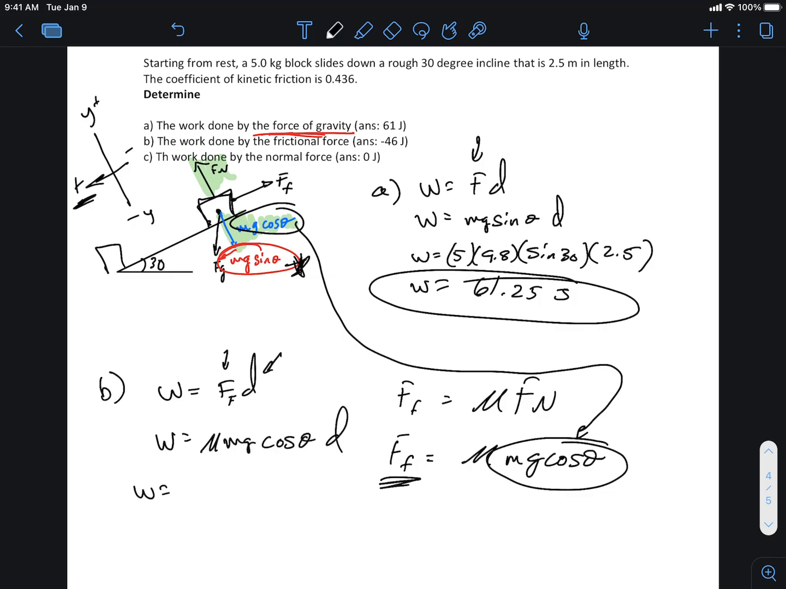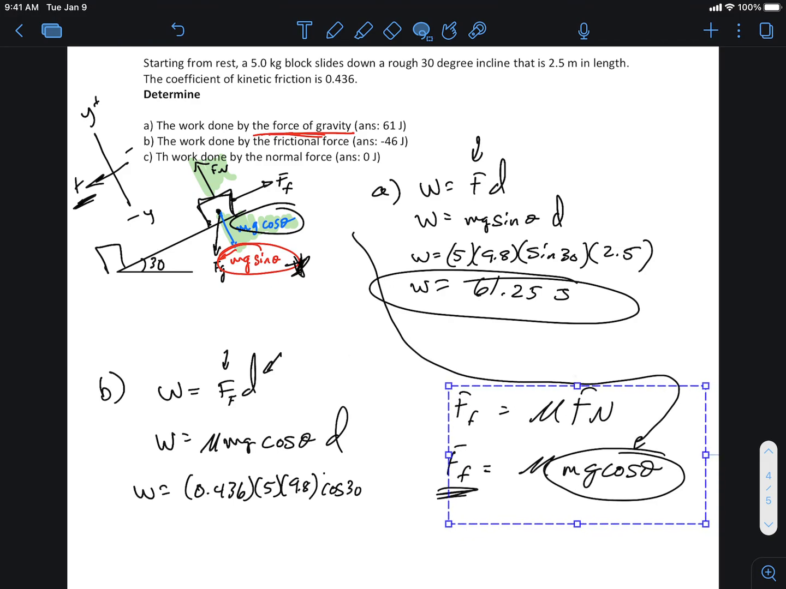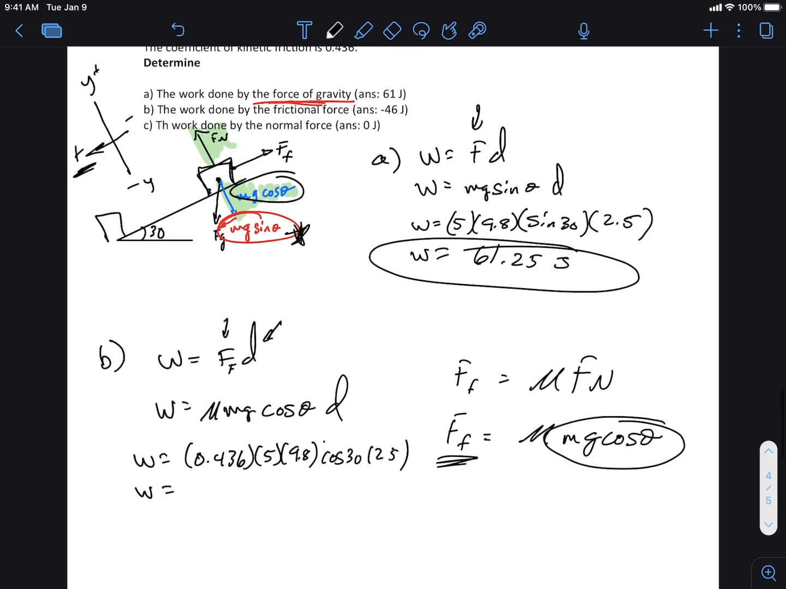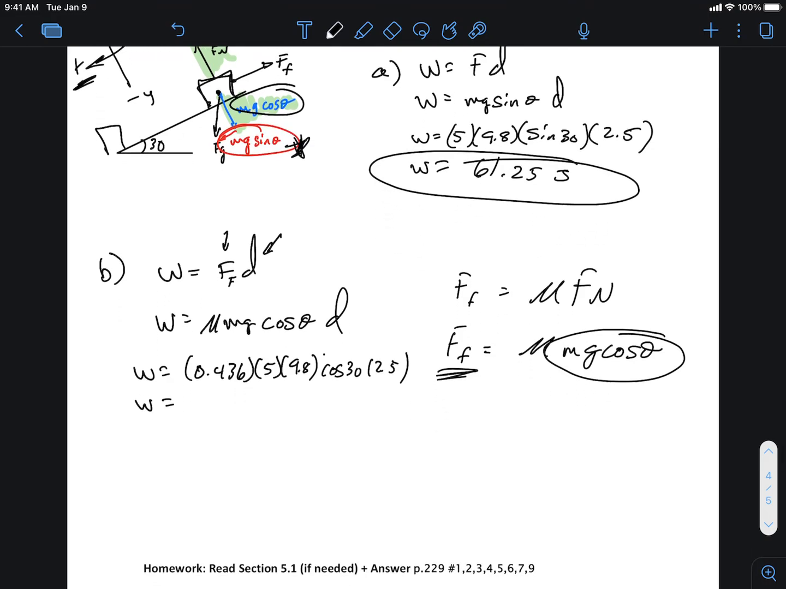Throw in your numbers. 0.436. There's lots of them this time. 5 times 9.8 times cosine of 30, times 2.5. And you type that in your calculator, you should get a number of negative 46.25 joules.